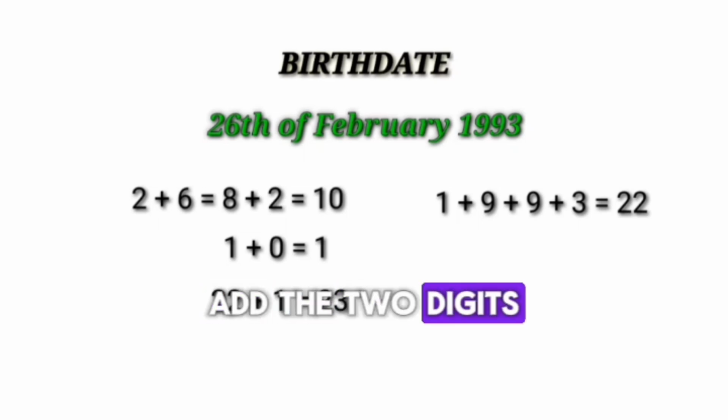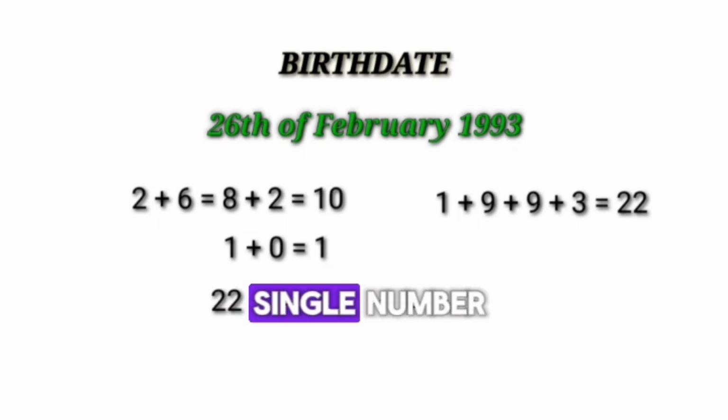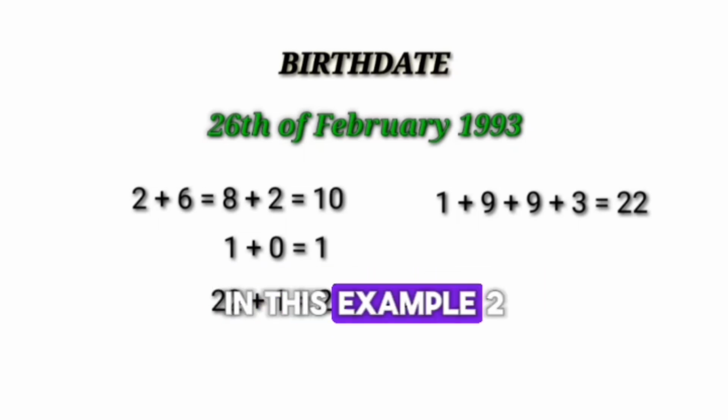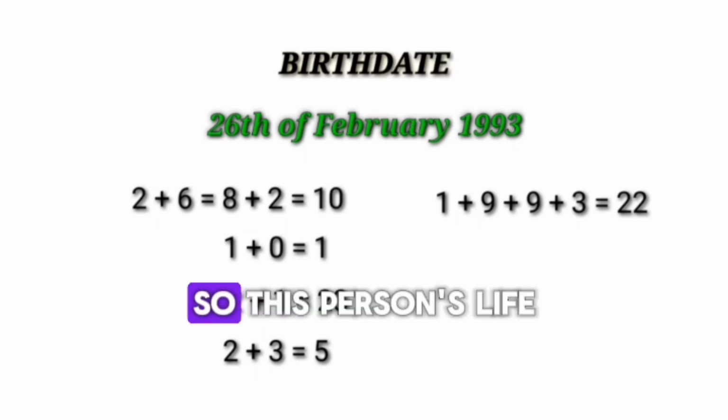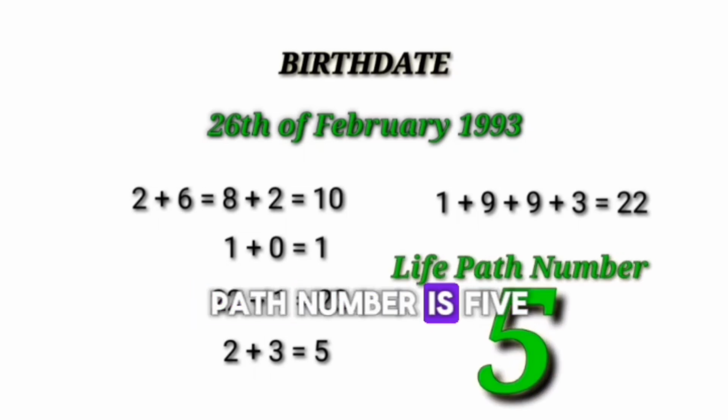Finally, add the two digits together to create one single number. In this example, 2 plus 3 equals 5, so this person's life path number is 5.